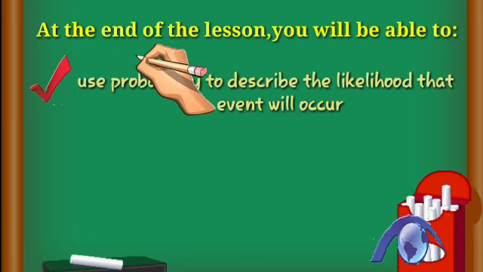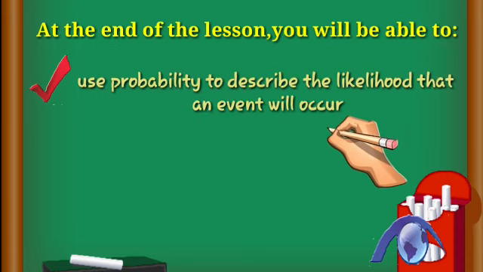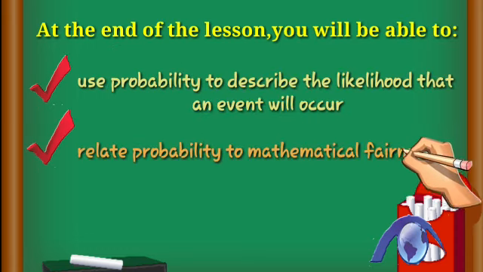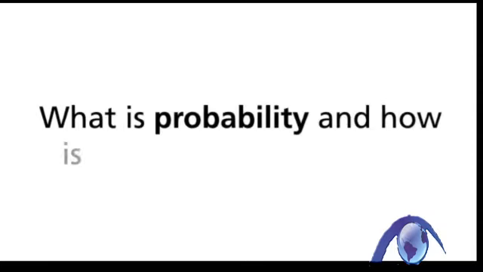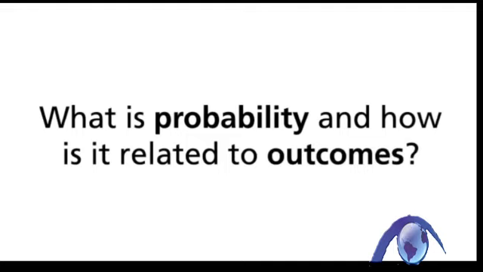Here are the objectives of the lesson. Use probability to describe the likelihood that an event will occur. Relate probability to mathematical fairness. What is probability, and how is it related to outcomes? Think about this question during the lesson.